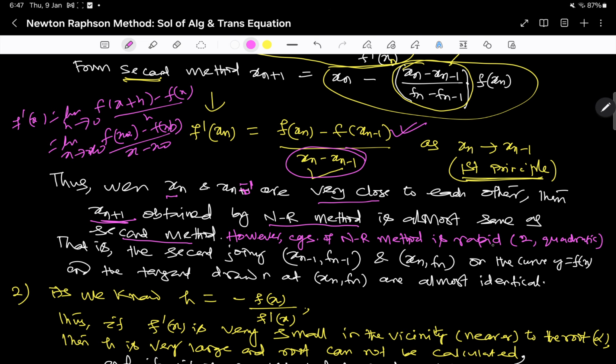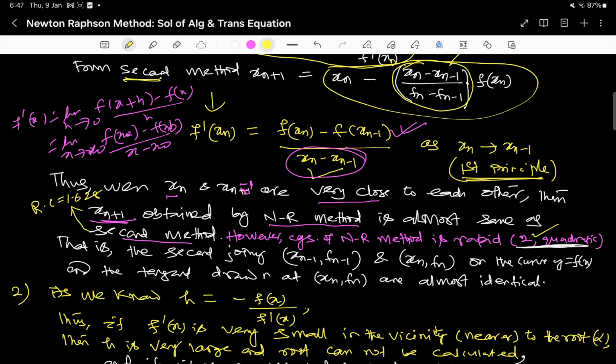However, the NR method is quite rapid because the rate of convergence is quadratic in the NR method. Whereas in the second method, the rate of convergence is 1.628. Okay, so this is a faster rate of convergence. However, the root should be simple, right?